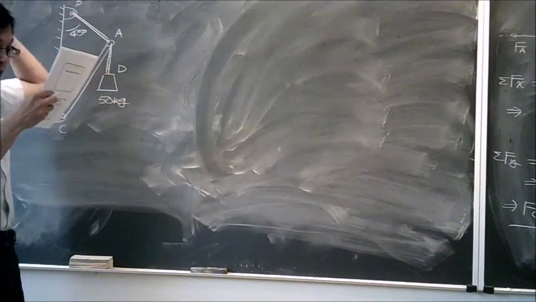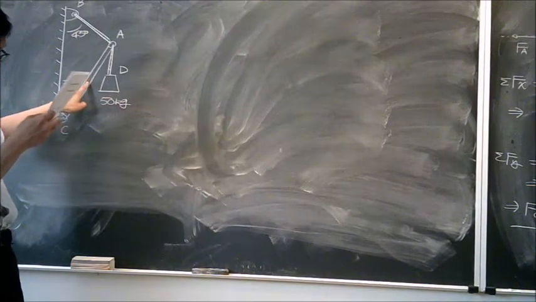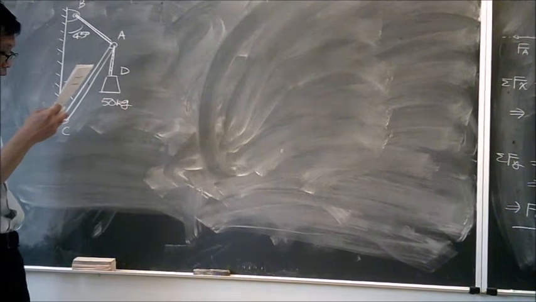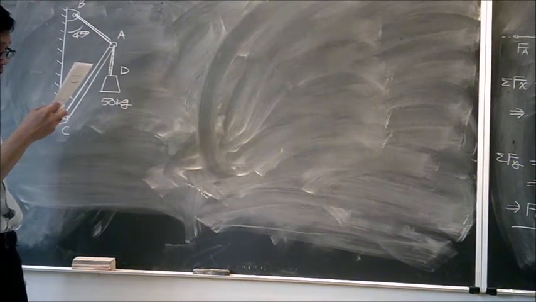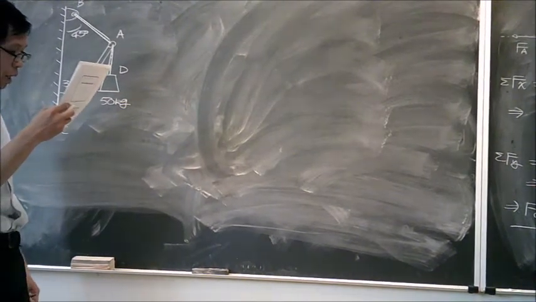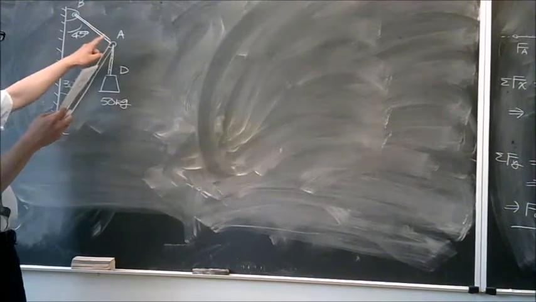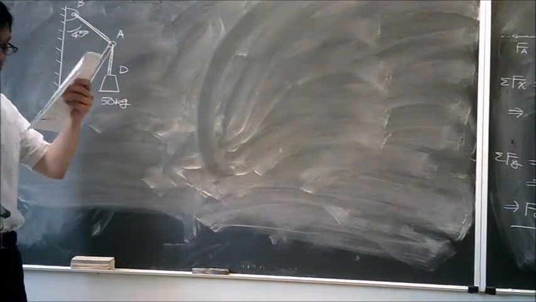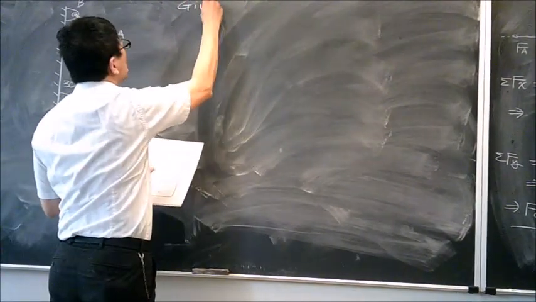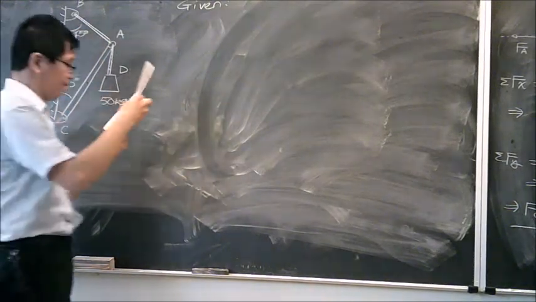Okay, a 50 kilogram mass is suspended by a boom, which is this one, hinged to the wall at one end, tied to the wall by the cable. Determine the tension in the cable AB and actual force in boom AC. So we need to find the forces along this cable and this boom.